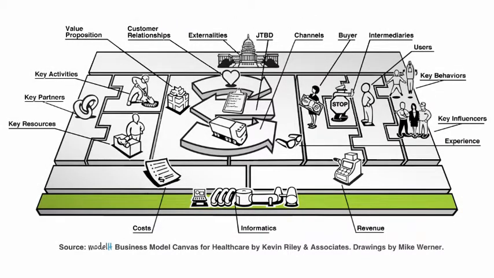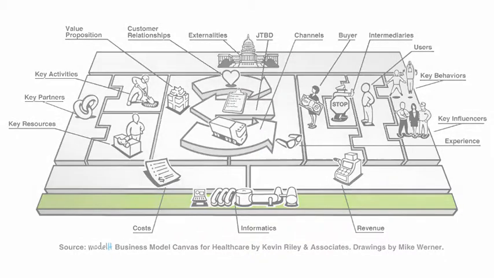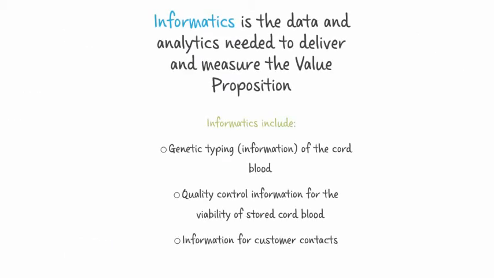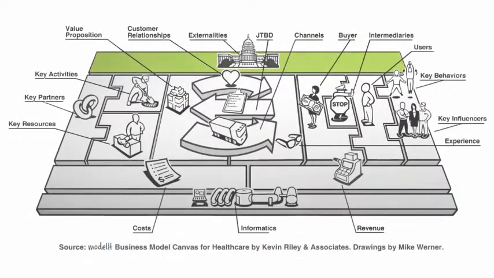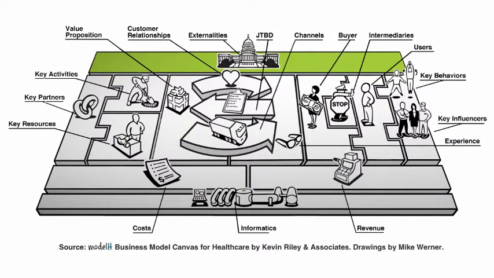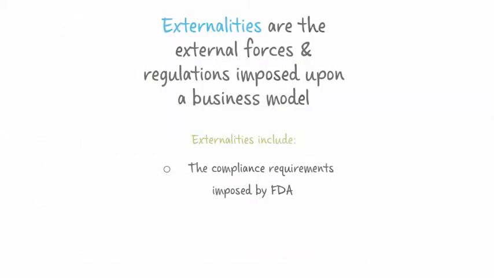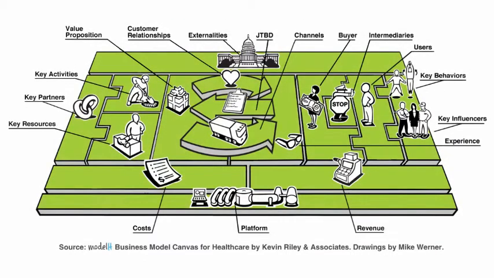Informatics is the data and analytics needed to deliver and measure the value proposition. For this business model example, informatics include the genetic typing of the cord blood, the quality control information for the viability of the stored cord blood, and the information of specific customers and donors. And finally, externalities are the external forces and regulations imposed upon a business model. In this business model, an example of an externality is compliance requirements imposed by the FDA on all blood cord storage facilities.